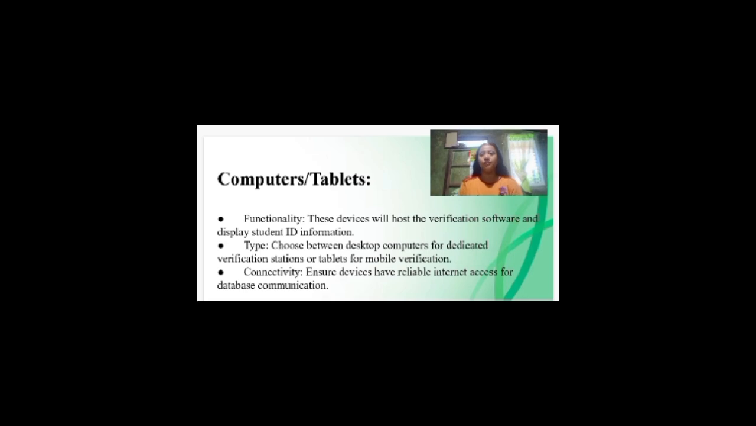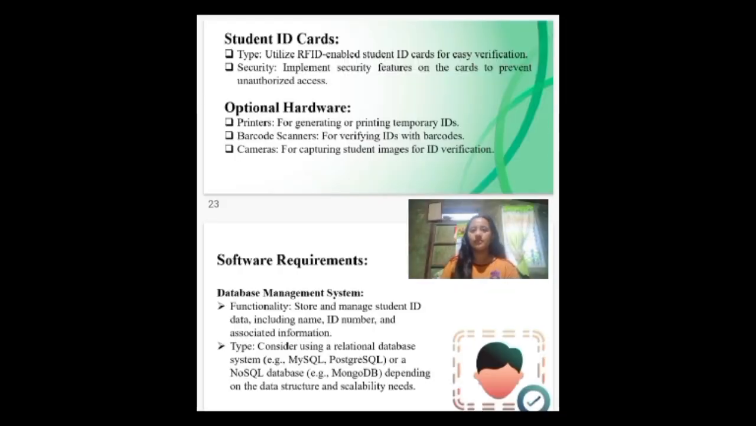Computers or tablets. Functionality. These devices will host the verification software and display student ID information. Type. Choose between desktop computers for dedicated verification stations or tablets for mobile verifications. Connectivity. Ensure devices have reliable internet access for database communication. Student ID cards. Type. Utilize RFID-enabled student ID cards for easy verification. Security. Implement security features on the cards to prevent unauthorized access.